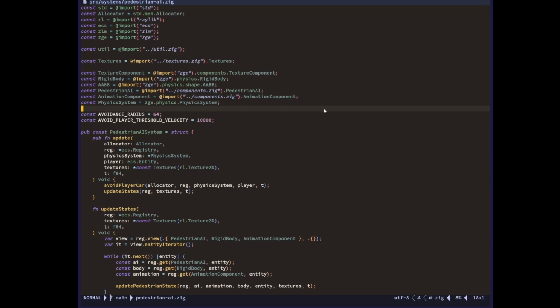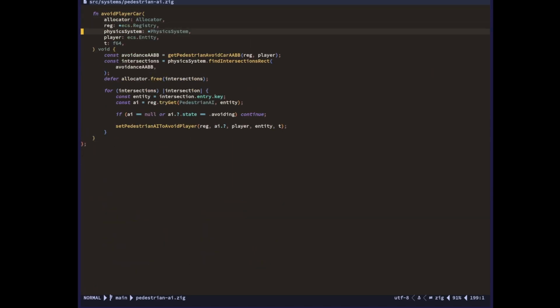Alright, so here we are in the pedestrian AI system file, and we'll take a look at the code that implements pedestrians avoiding the player car. So here we have a function which is called every frame, avoid player car. And the goal of this function is to make the pedestrians avoid the car, but how it does that is first we get the rectangle, which all the pedestrians that are inside of this rectangle, we want them to jump out of the way of the car.